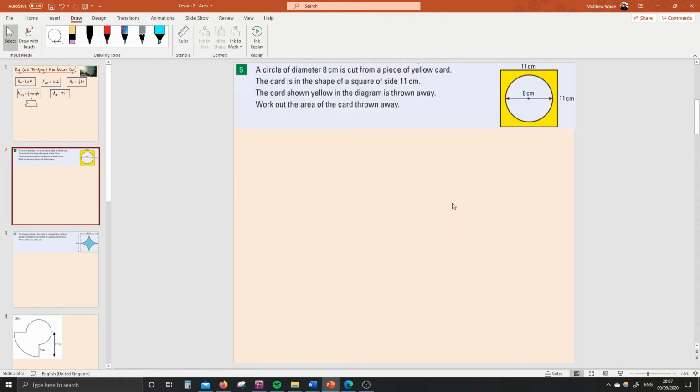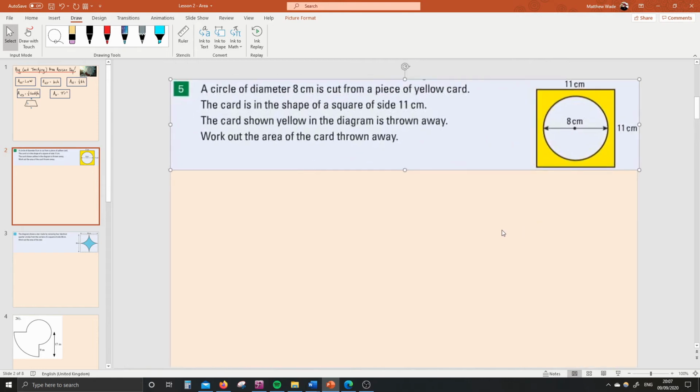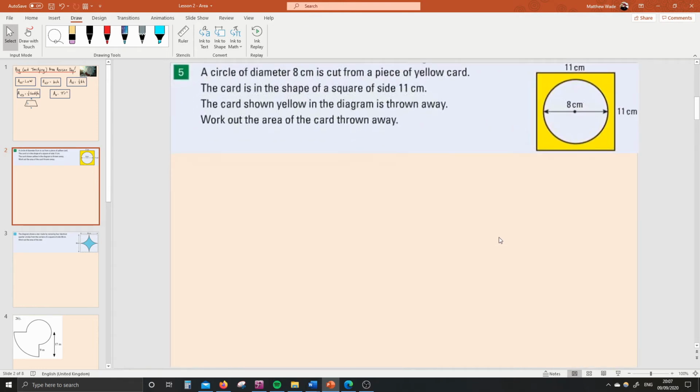So I'll start you off on an easier one, but as you can see, it's not easy. We're not doing year 8 area here. We're definitely on the year 10 area. It says this: a circle of diameter 8 is cut from a piece of yellow card. The card is in the shape of a square of side length 11. The card shown on the diagram is then thrown away. Work out the area of the card that's thrown away. So we're after the yellow area, essentially.